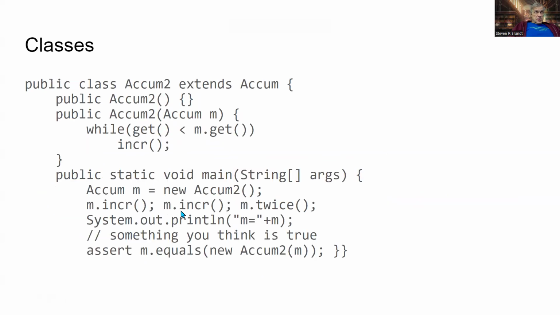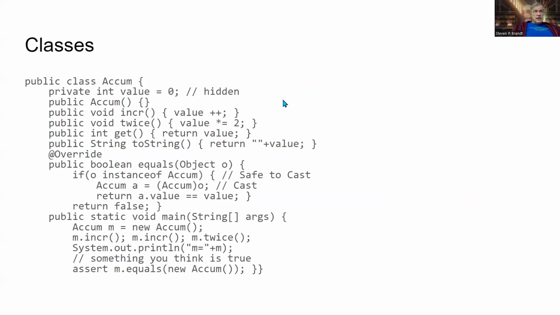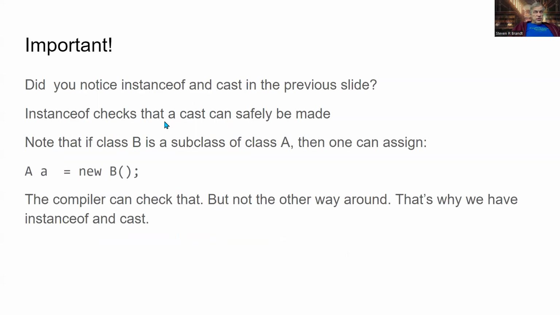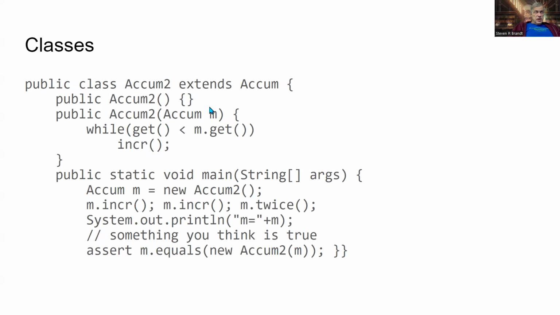So now let's take a look at class Accum2. Accum2 is going to extend Accum1. And that means that it's automatically going to get the anchor, twice, and get methods. Those are all just going to come along for the ride, as will the equals method. All these things that I've already coded here will come along for the ride and be part of Accum2 without me having to specify them. They just come in from extends Accum.